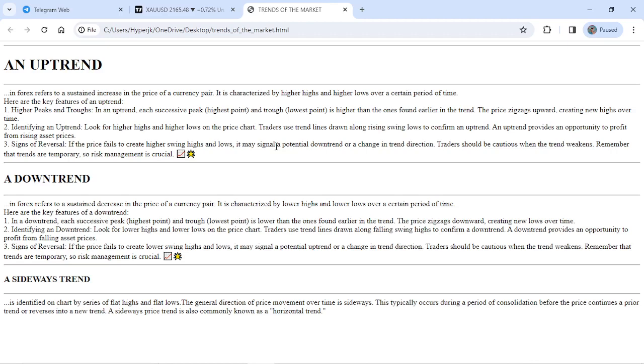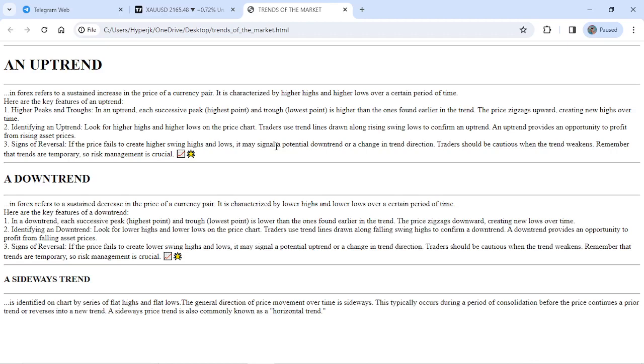An uptrend. In Forex, an uptrend refers to a sustained increase in the price of a currency pair. It is characterized by higher highs and higher lows over a period of time. So when you are looking at a chart and you are seeing that the price of that asset is increasing, the asset is probably in an uptrend. Once you are seeing that in an uptrend, you will notice that the chart is making higher highs and higher lows. Basically, that is how the chart works, because it does not go in a straight line.